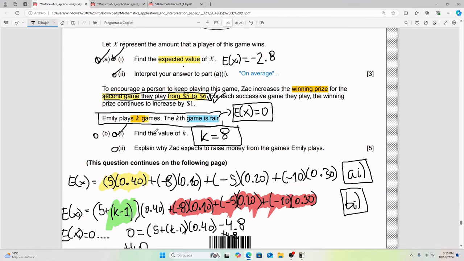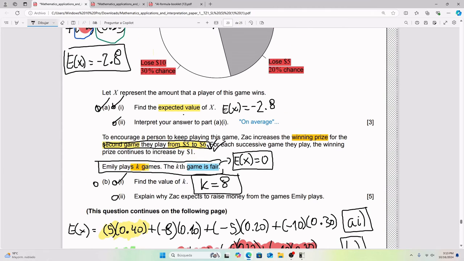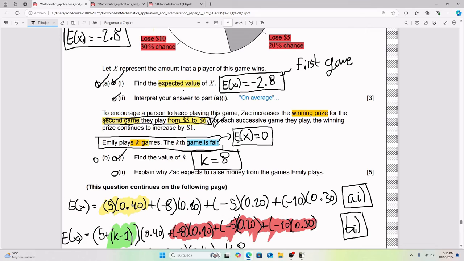For part B(ii), we need to explain why Zach expects to raise money from the games Emily plays. So think about it. We found that on the first game, the game is unfair. So that means that for the first game that Emily plays, she's on average gonna lose money. And on the 8th game, the game turns fair. So that means that everything in between, the 2nd game, the 3rd game, the 4th game, the 5th game, the 6th game, and the 7th game, Emily was losing money.